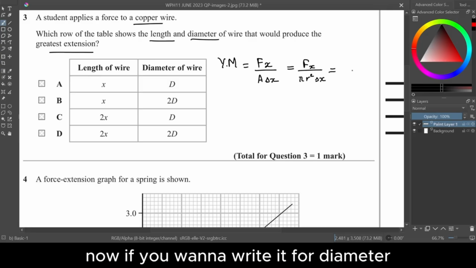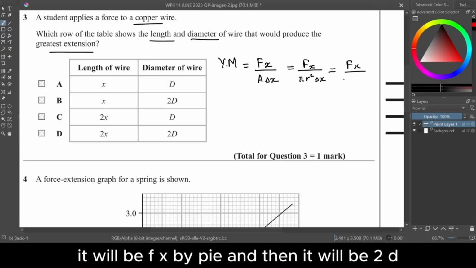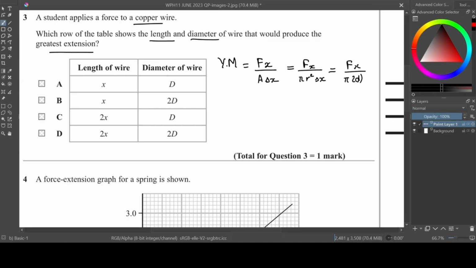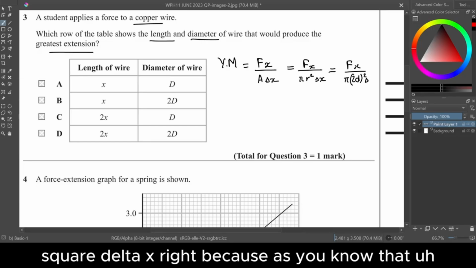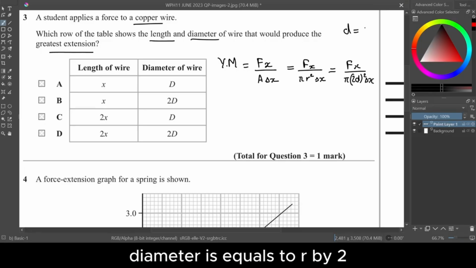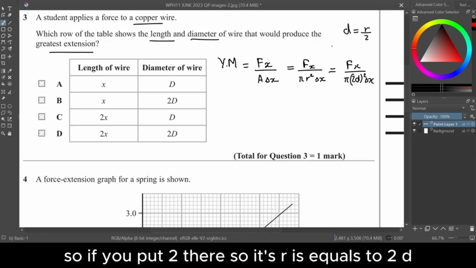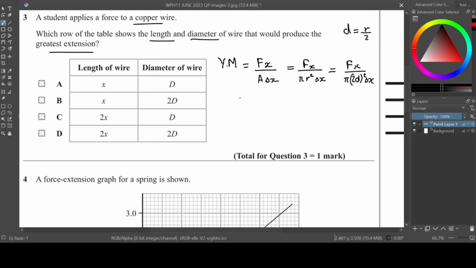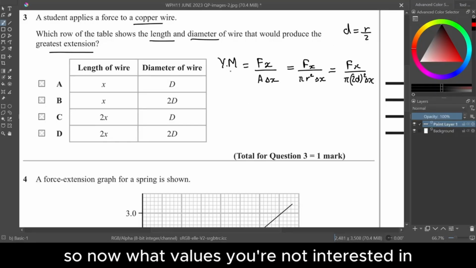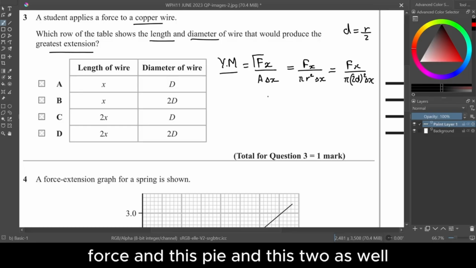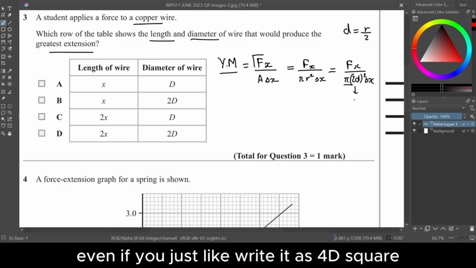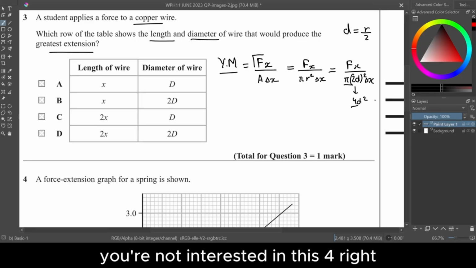Now if you want to write it for diameters, it will be Fx by pi, and then it will be 2d square delta x, right? Because as you know, diameter is equal to r by 2, so if you put 2 there, r is equal to 2d. So now what values are you not interested in? You're not interested in Young modulus, force, and this pi and this 2 as well. Even if you just write it as 4d square, you're not interested in this 4, right?